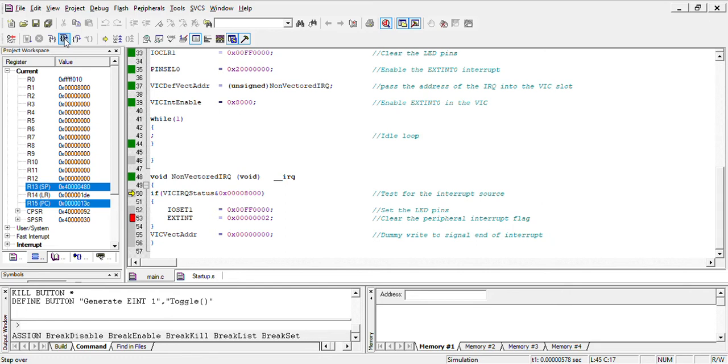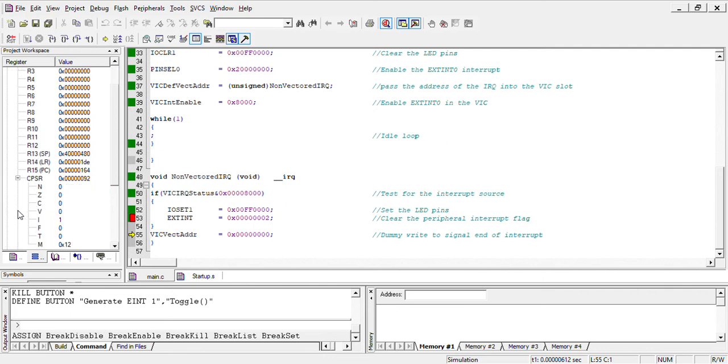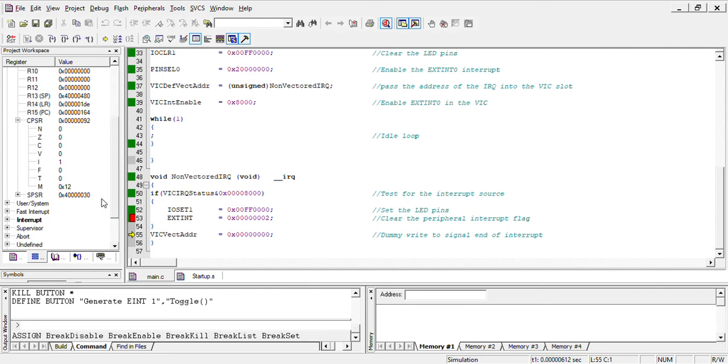Since in this case there is only one source, executing the lines in which bits 16 to 23 of port 1 are set, and the peripheral interrupt flag is cleared. The dummy write is done to signal the end of the interrupt, and it can also be seen that the mode is IRQ.